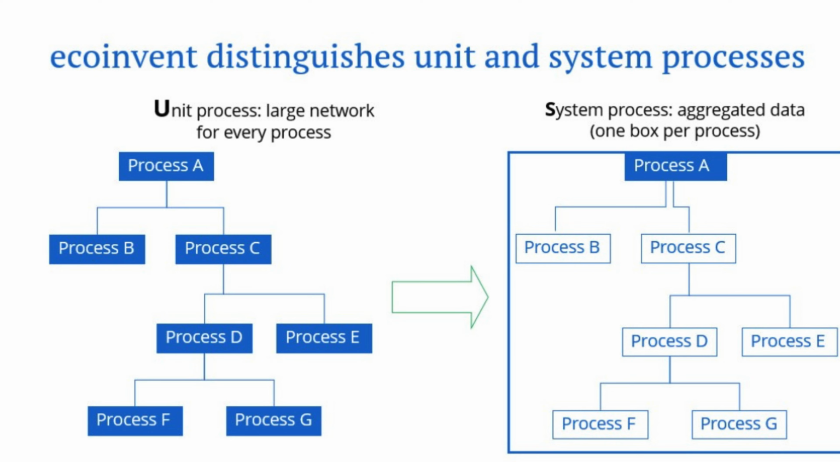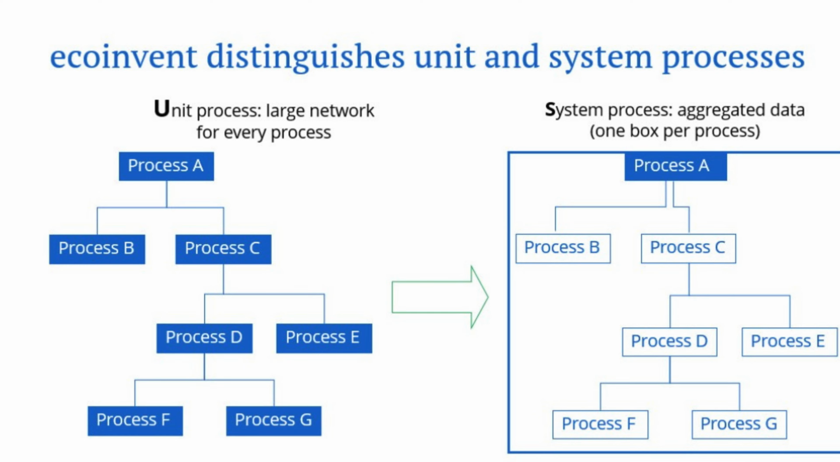System processes are aggregated versions of processes. As you can see here, there is one box per product, and the associated activities are not available here. In other words, a system process is a black box where you will not be able to know how a particular product is manufactured. However, result-wise, both are the same.